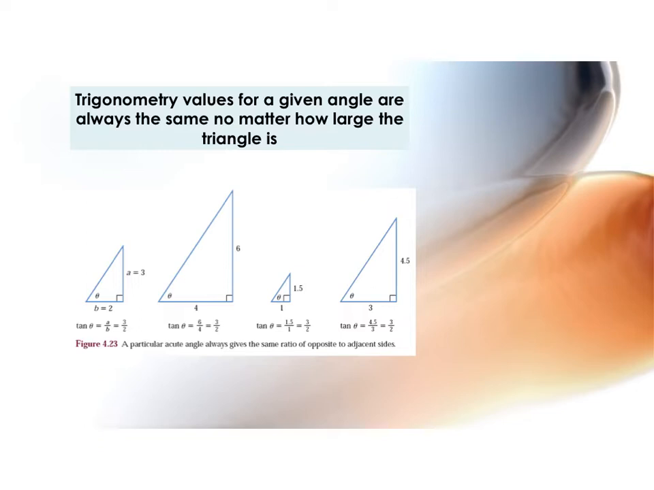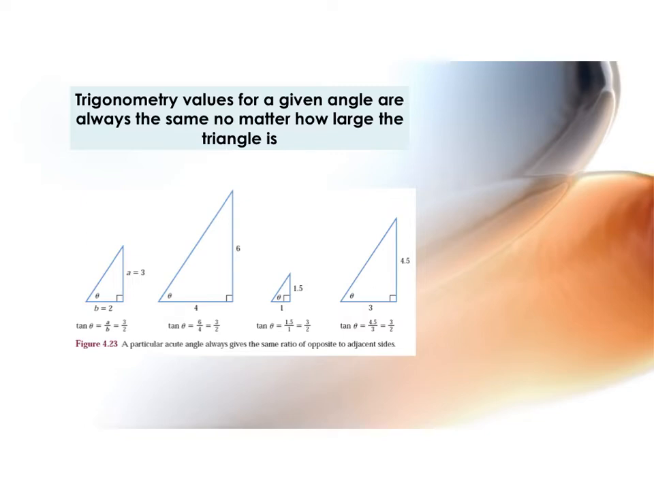This says trigonometry values for a given angle are always the same no matter how large the triangle is. So it doesn't matter if I have a teeny tiny 30, 60, 90 triangle or a big, huge 30, 60, 90 triangle. The ratio of the sides is the same. These are called, if you remember geometry, similar triangles. If you have two angles that are the same, the triangles are similar, which means everything is proportional.